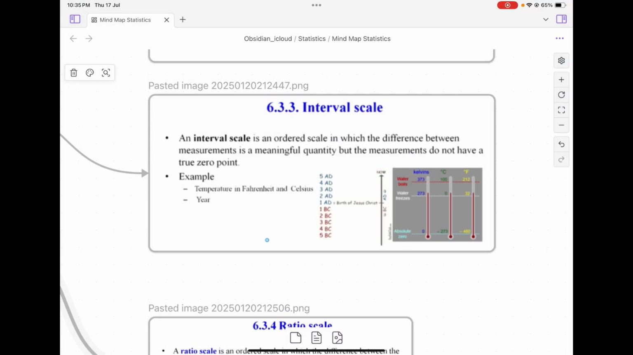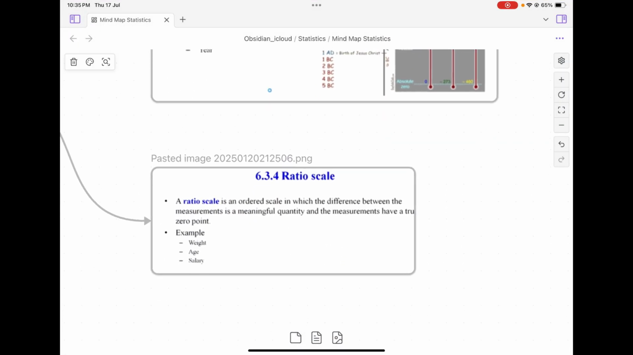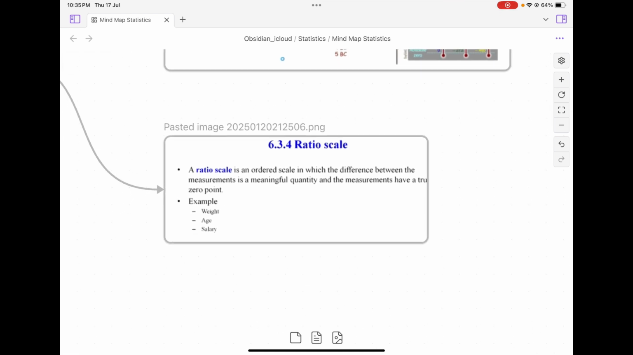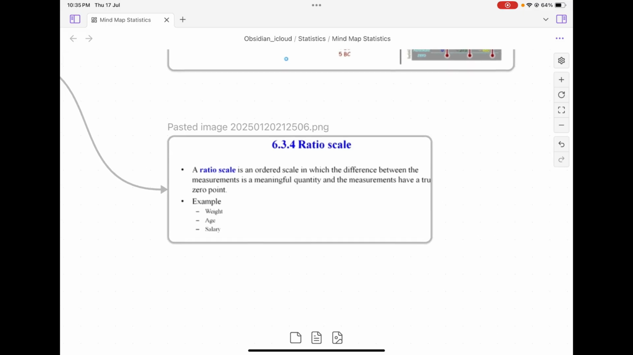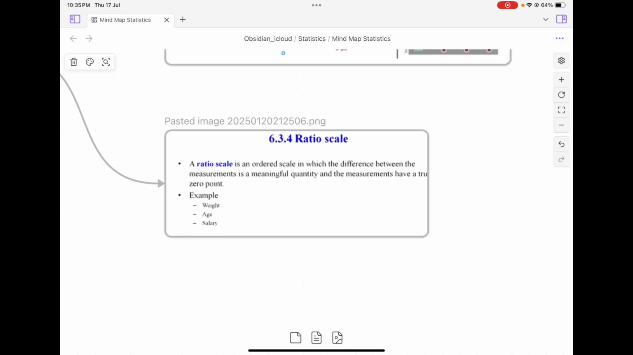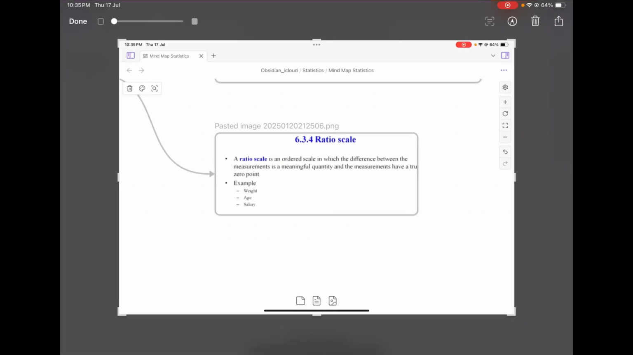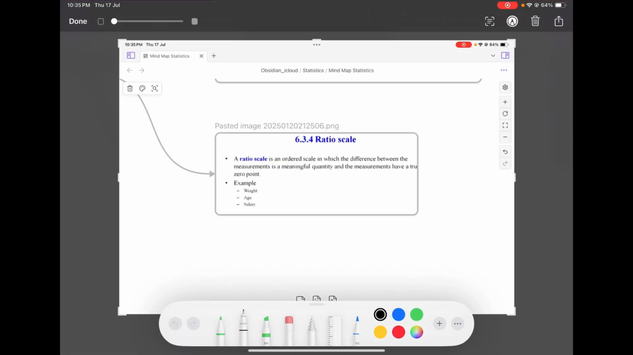Now we come to the highest category, the ratio scale, that is mostly used. It has the maximum use in data science. So ratio scale is an ordered scale in which the difference between the measurements is a measurable quantity, and the measurements have a true 0 point.